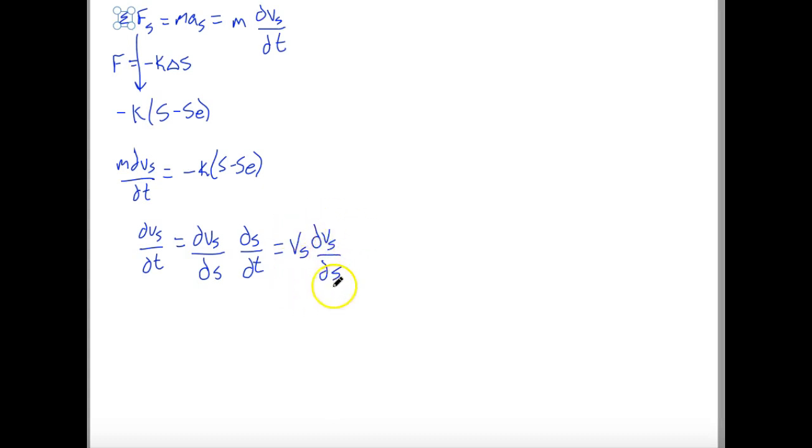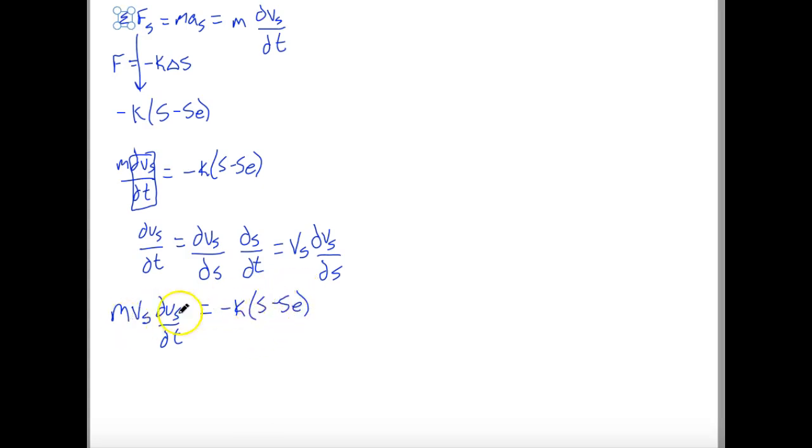Let's take this and put it back in up top, so we're putting it in for what we had here. So instead of this dv over dt, we're going to use this expression. Our mass stays the same, so now we have m times v_s times dv_s over ds, and that's equal to negative k times S minus S_E.